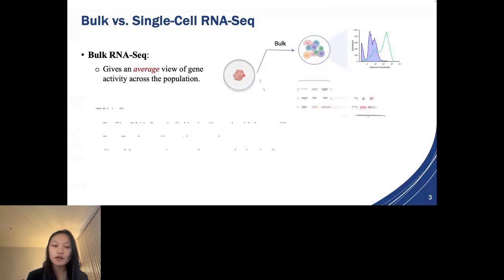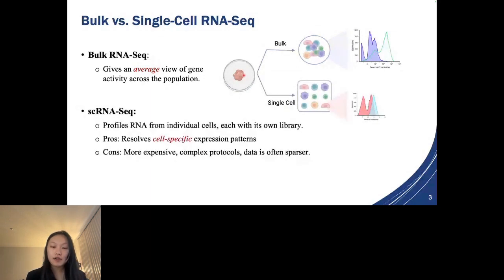If there are rare subtypes or some subtle variants within the population, they get averaged out and might be missed entirely. In contrast, single-cell RNA-seq takes a huge leap forward by allowing us to profile the RNA content of individual cells one by one. As you can imagine, this gives us much higher resolution. We can uncover distinct cell types, track developmental pathways, and identify rare cell states that are invisible to bulk methods. The trade-offs are higher cost, more complex workflow, and sparser data for each cell.